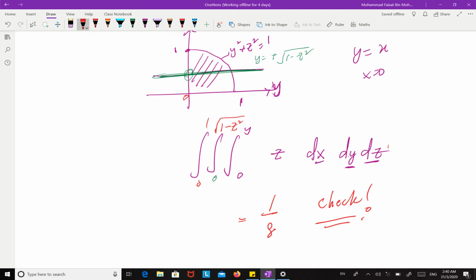Okay, so let me give another example. We are practicing finding the limits. There are 6 different ways, like usual. I will show you.